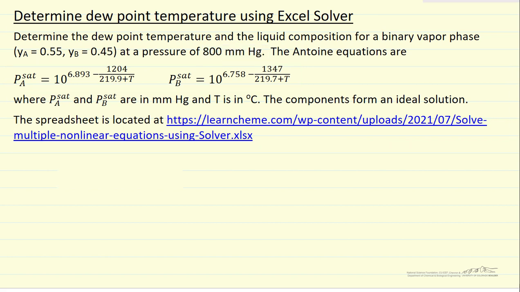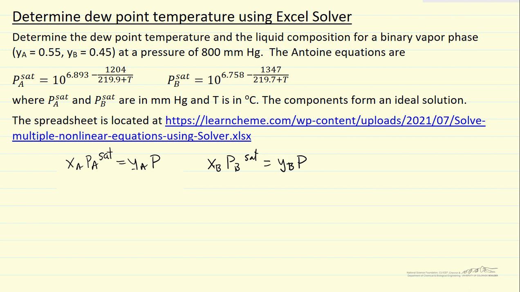And so the equations that we want to solve is XA PA sat equals YA P. That's Raoult's law for component A. Likewise, write it down for component B. Well, in addition to these two equations, the other equation that we need is that XA plus XB equals 1. We're going to solve these three equations simultaneously.